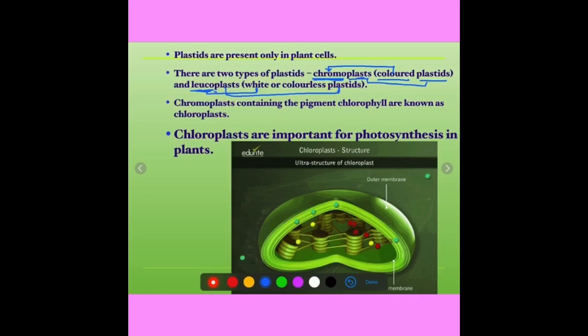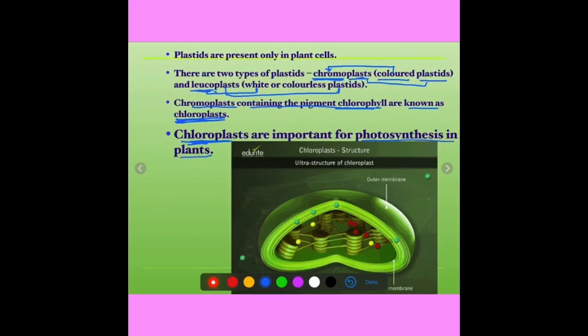Whatever colors you see in nature, they are because of these chromoplasts. And this earth is called the green planet. The greenery we have on this planet is because of the green plastids. So chromoplasts which contain the pigment chlorophyll are known as chloroplasts. So chloroplast is actually a type of colored plastid which has the green pigment called chlorophyll. And these chloroplasts have a very important role to play, that is photosynthesis.